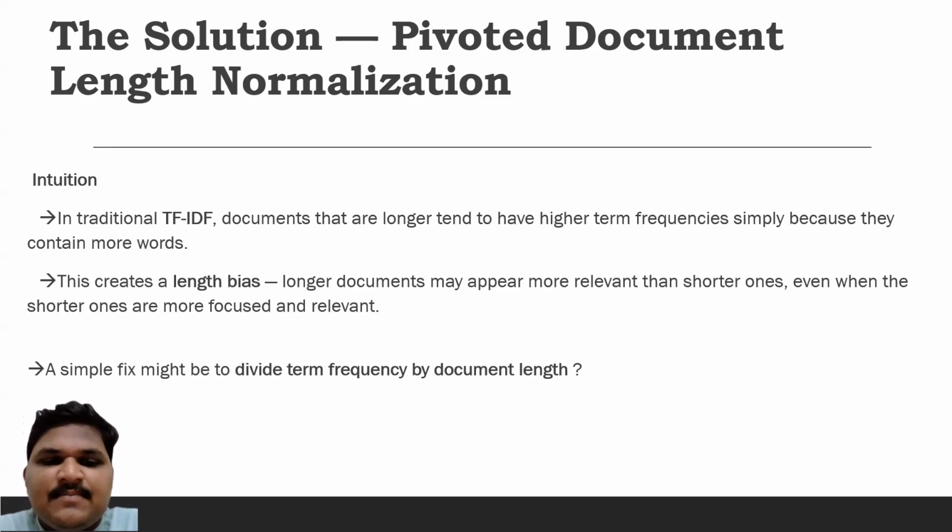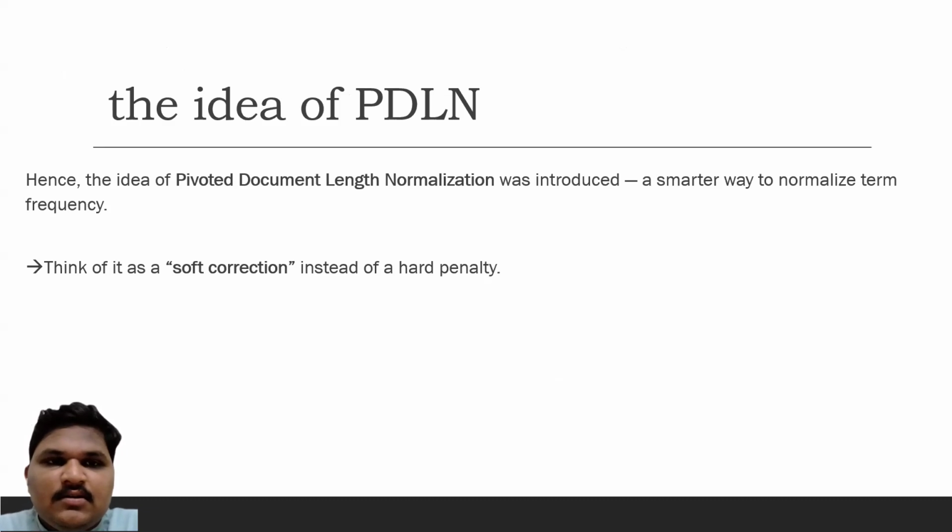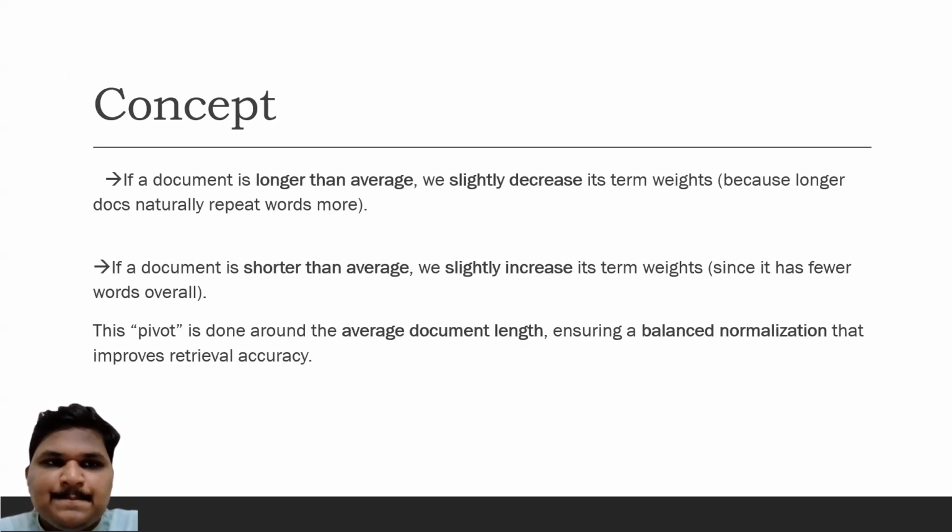A simple fix might be to divide term frequency by document length, but this can overcorrect unfairly, reducing scores for longer documents that genuinely contain relevant terms. Hence, the idea of pivoted document length normalization was introduced, a smarter way to normalize term frequency. Think of it as a soft correction instead of a hard penalty.